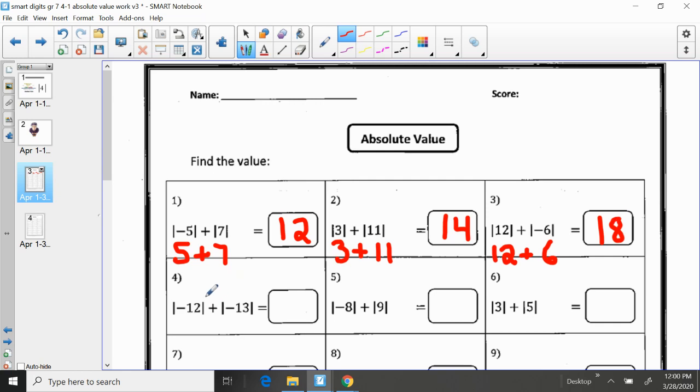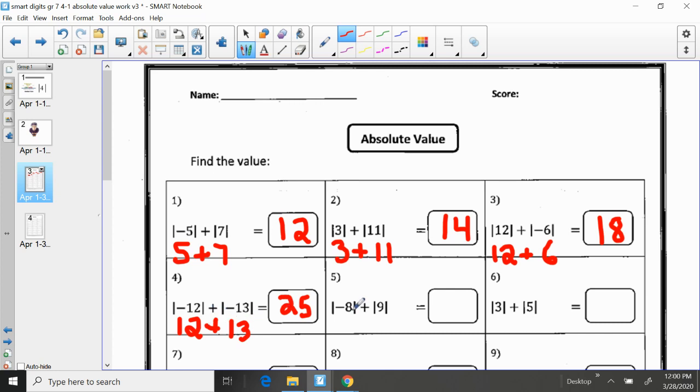All right, now I want you to think of what these answers are going to be. We're going to throw the answer in there. Absolute value of -12 plus the absolute value of -13. What do you think the answer is? You said 25, and you were correct, because absolute value of -12 is 12 plus the absolute value of -13, which is 13, and 12 plus 13 is 25.